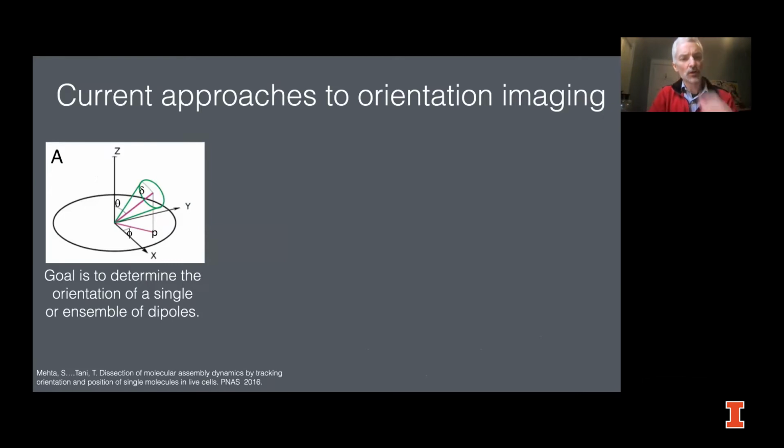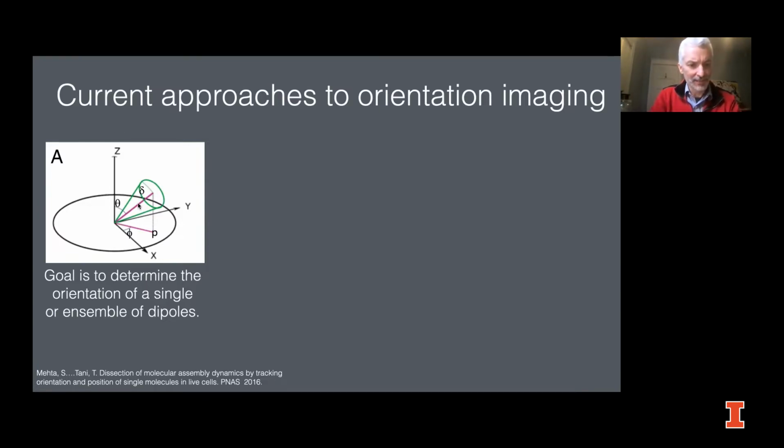Okay, so what are the current approaches to orientation imaging? How do you actually do this? So I think prior to our work, everyone had been using a somewhat conventional microscope, either wide field or confocal, looking from a single view direction at the microscope. So looking, say, down the optical axis.